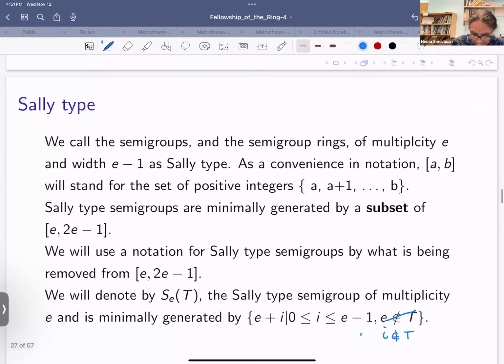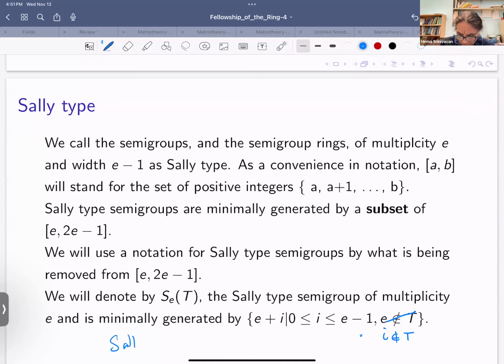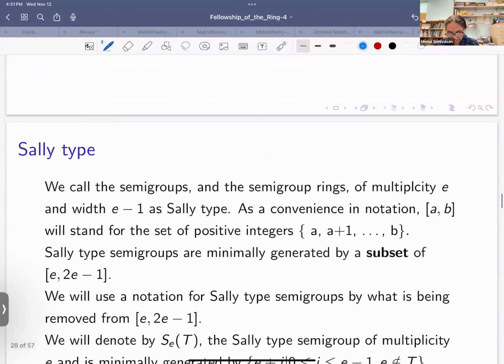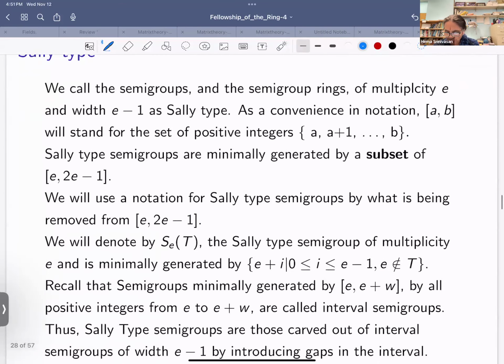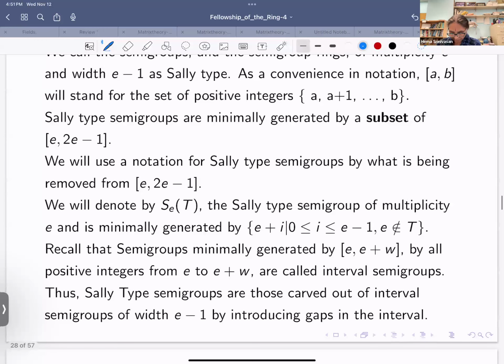So for example, this Sally semigroup, what would it be? It is S_E, where I remove E plus 2 and E plus 3. This is just for ease of writing. So we call the semigroups and the semigroup rings of multiplicity E with embedding dimension E minus 1, all of them, Sally type.